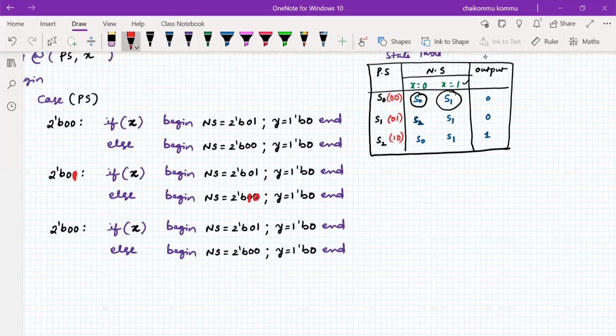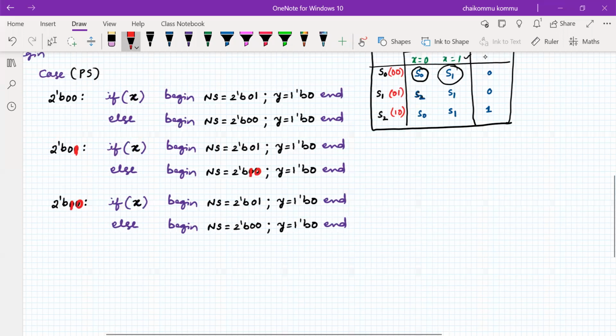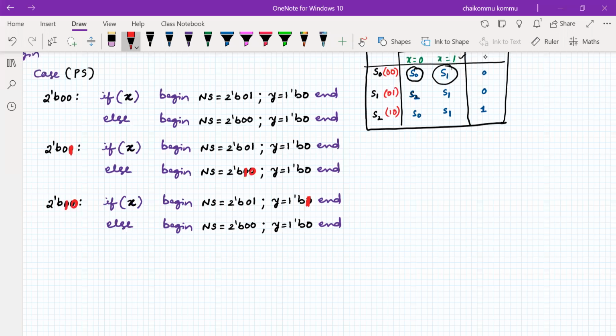So the last case is 1, 0. For this 1, 0, X is equal to same state should be 0, 1 only. Output is 0. No, output is 1, it should be, right? Output is 1. Otherwise you have to go to 0 and output is 0.